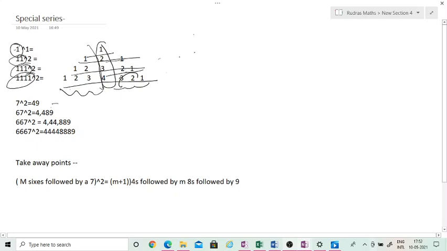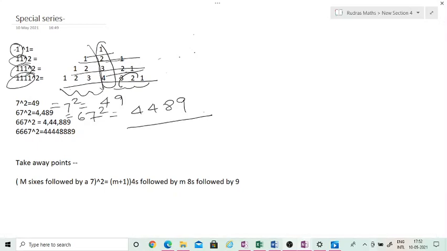And one more series, that is 7 square is equal to 49. 67 square is equal to 4489. You are not going to get these questions as they are, but definitely this is going to help you in the questions where you need to find the square value of 667, 67, 7 square, and it's going to definitely help you out.